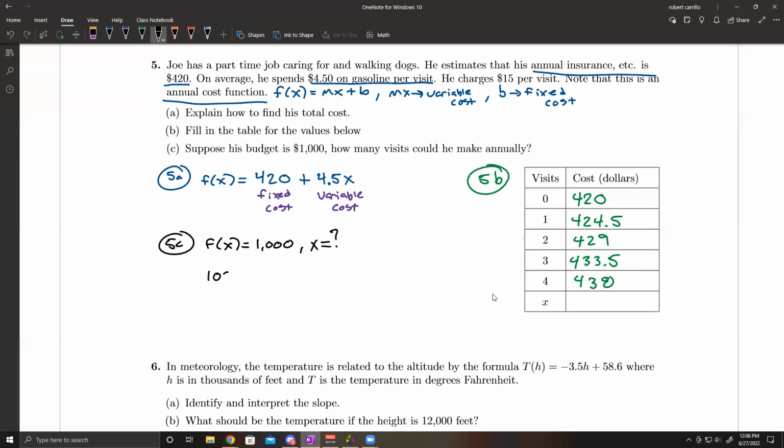So we get 1,000 equal to 420 plus 4.5x, and then we're going to subtract 420, minus 420, minus 420. That gives me 580 equal to 4.5x. Then you divide by 4.5.